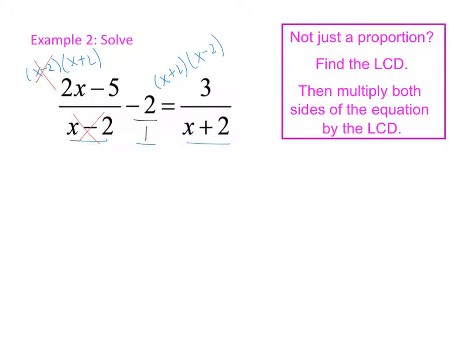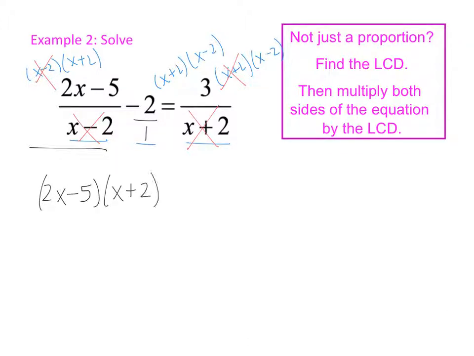And then over here, this one obviously needs the same thing, x plus 2, x minus 2. So what cancels out are the x plus 2's. So now I have to go ahead and do a little bit of math and simplify. So what I have here with the first rational expression is 2x minus 5 times the quantity x plus 2.